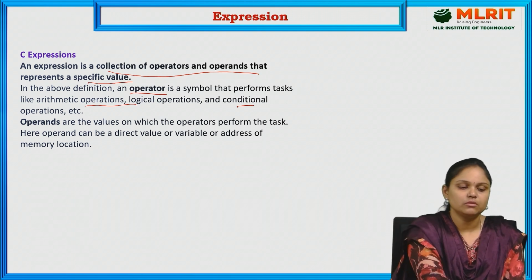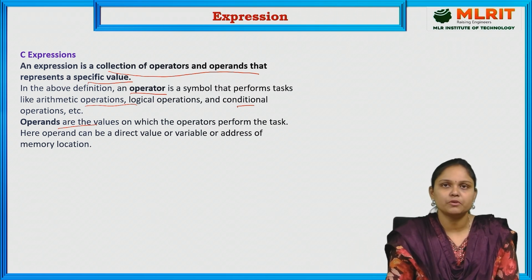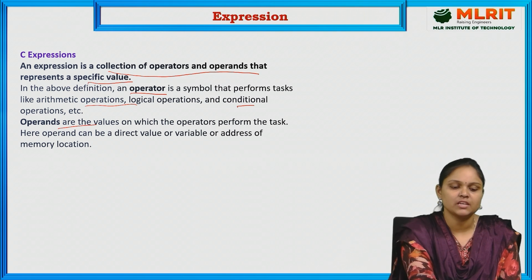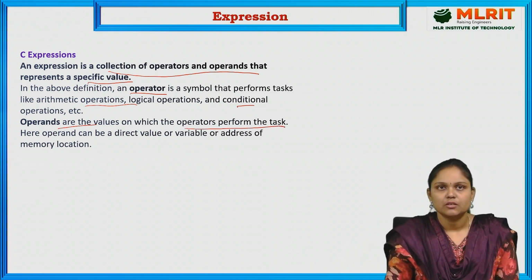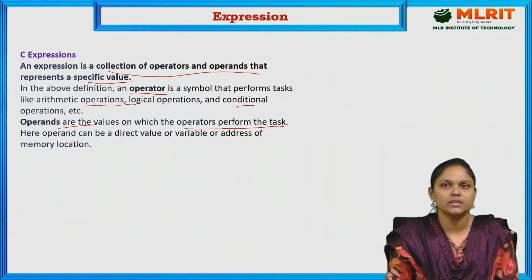Now coming to the operands. Operands are the values on which the operators perform the task. So here the operand can be a variable, it can be a direct value, or it can also be an address of a memory location.